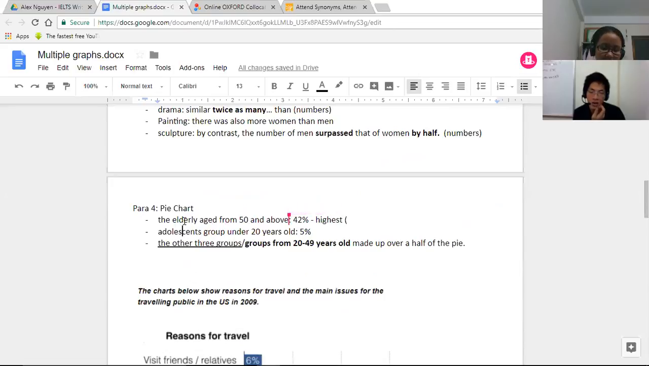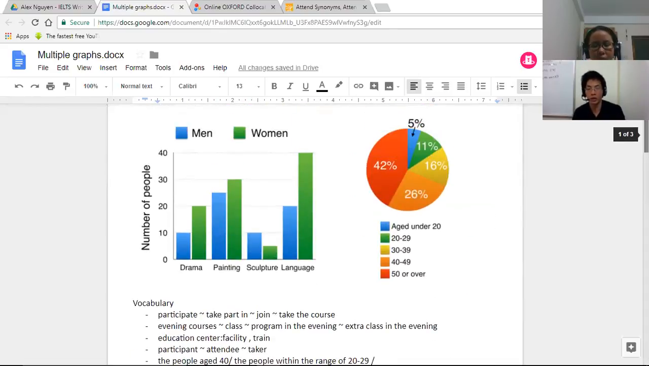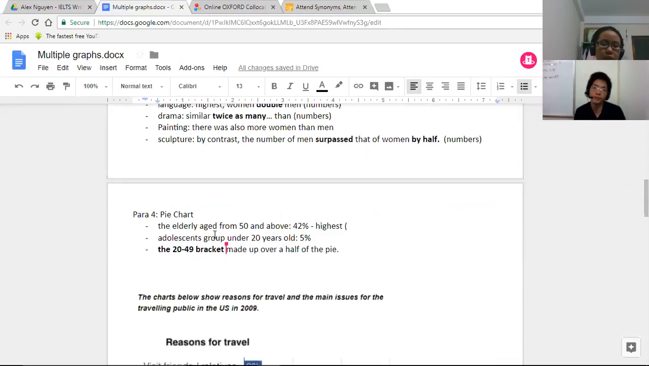Then I would say this one I will change to the bracket, to optimize the diversity of my language. This part here, the 22 to 49 bracket. Okay, yes, you can use the subject as a bracket. Do not worry about that.